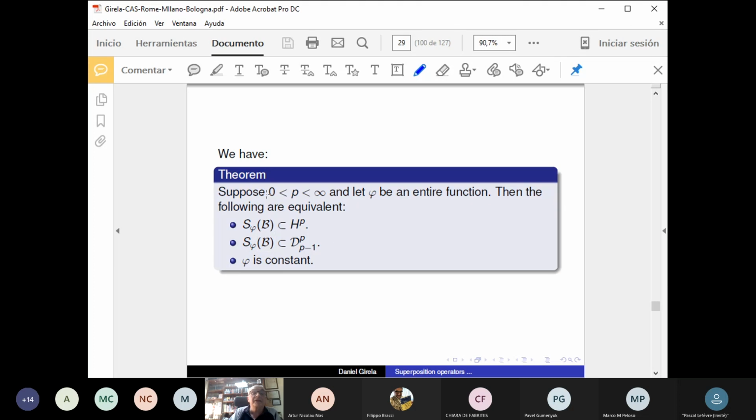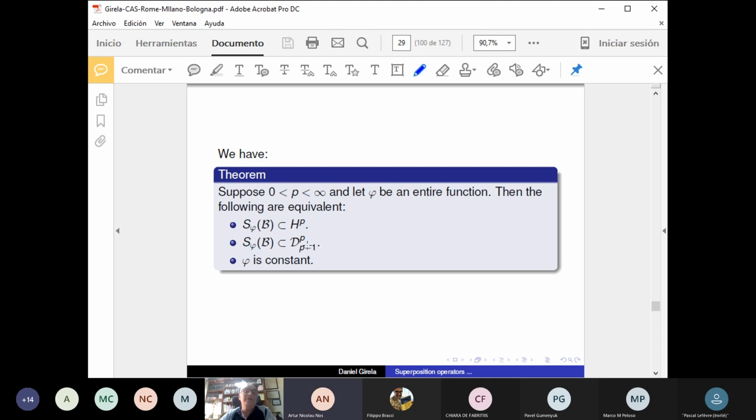So what happens is that the superposition operators from the Bloch space into the Hardy space are exactly the same as the superposition operators from the Bloch space into the space D^p_{p-1}, and they are constant. So if we take the Bloch space, then we find no difference regarding this kind of superposition operator between the Hardy space and the D^p_{p-1} space.